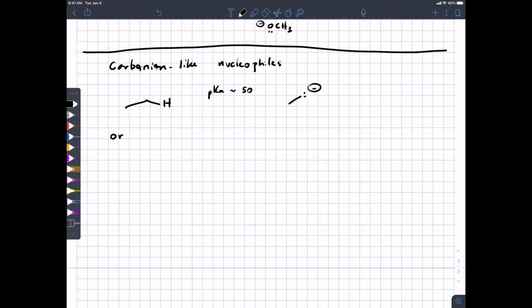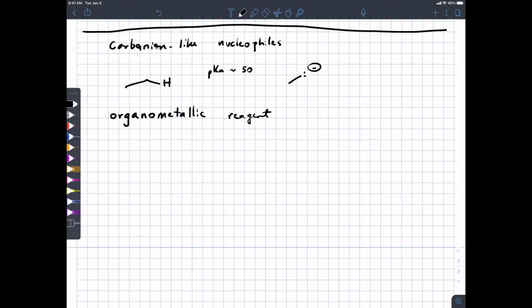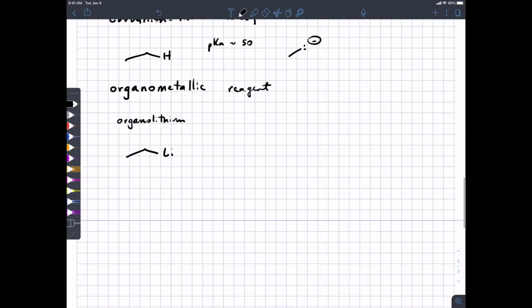And this kind of reagent, where we bind a negatively charged carbon to a metal, is called an organometallic reagent. There are many types of organometallic reagents, and there are three that we will discuss in this class. One is the organolithium reagent. This would involve a covalent bond between carbon and lithium. We're going to imagine in our minds as though this were the carbanion and then lithium as the counter ion.